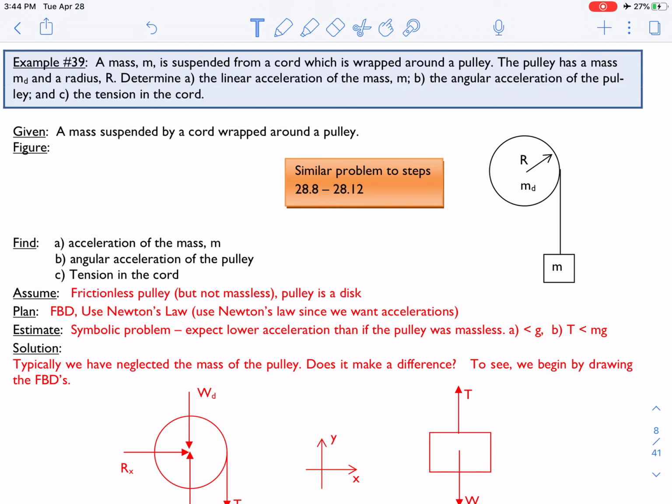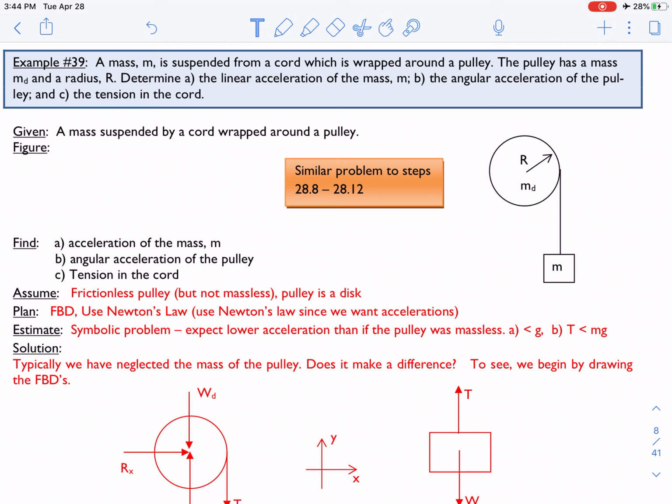Okay, so let's do example 39. This is a very common problem in this chapter, and we did mention similar things to this example earlier, but we are going to investigate it in more detail now.